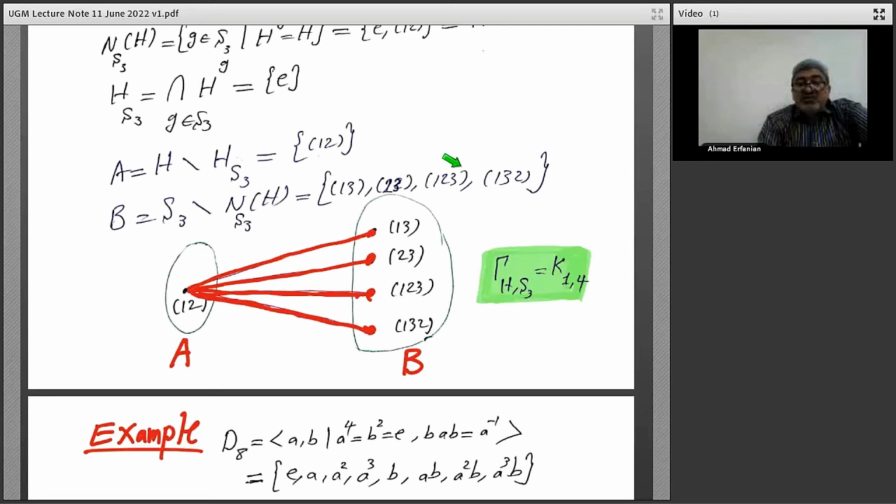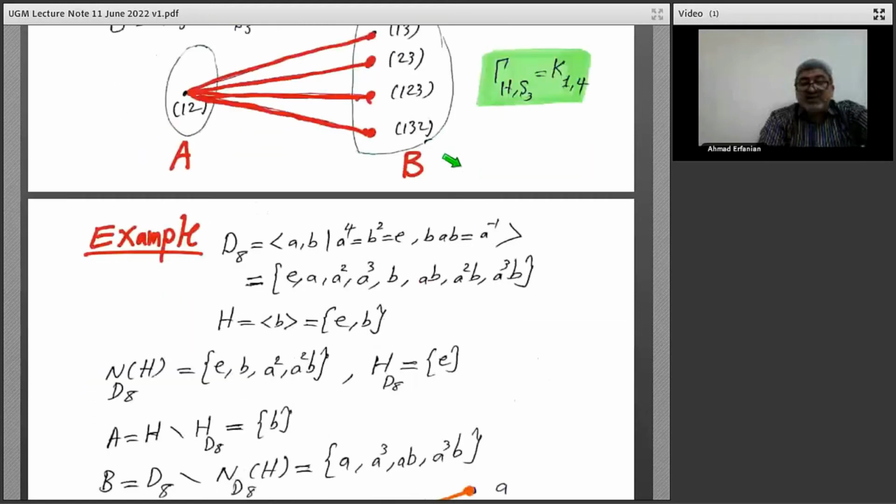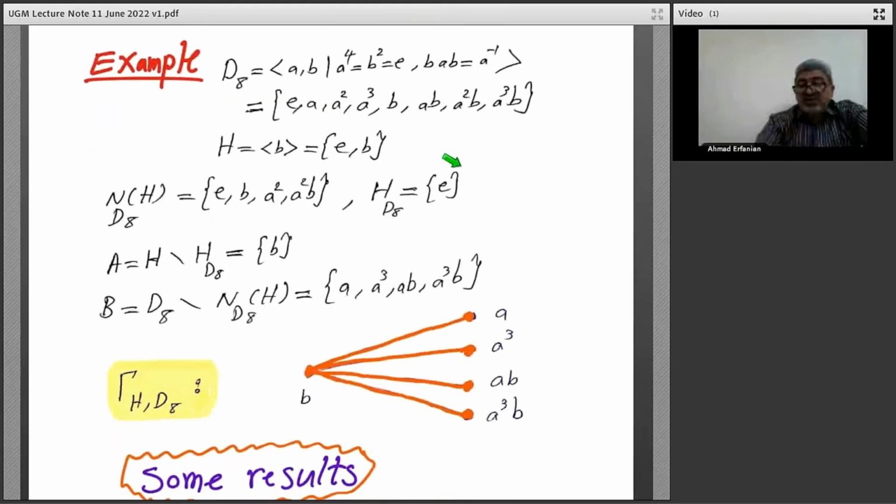If you compute (1 2) to the (1 3), which is (1 3) inverse (1 2) (1 3), it is not in H. So we will have an edge between (1 2) and (1 3), (1 2) and (2 3), (1 2) and (1 2 3), and (1 2) and (1 3 2). So this is a star graph. This is K_{1,4}.